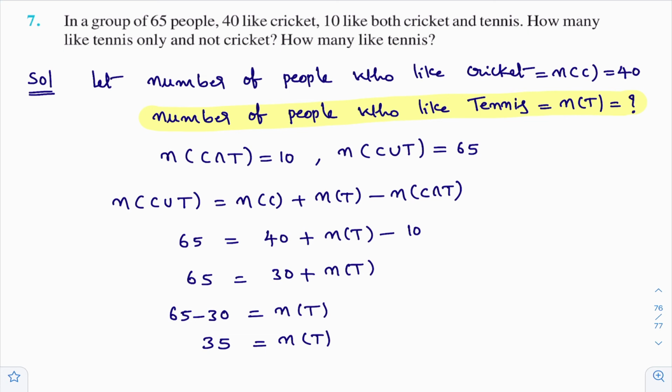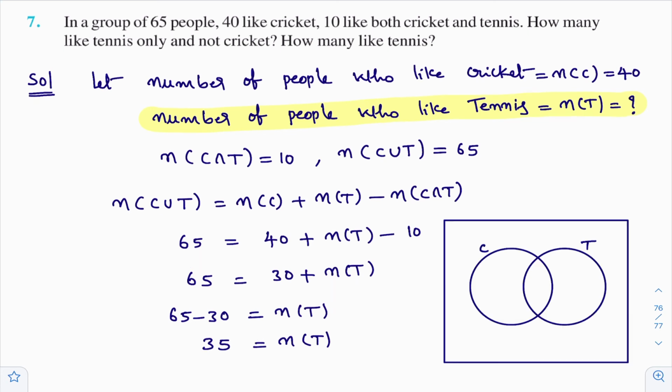Now I will try to draw a Venn diagram here so that you can understand it easily. If you observe the question, how many like tennis? I got that number of people who like tennis is 35. Now what is the question? How many like tennis only but not cricket?